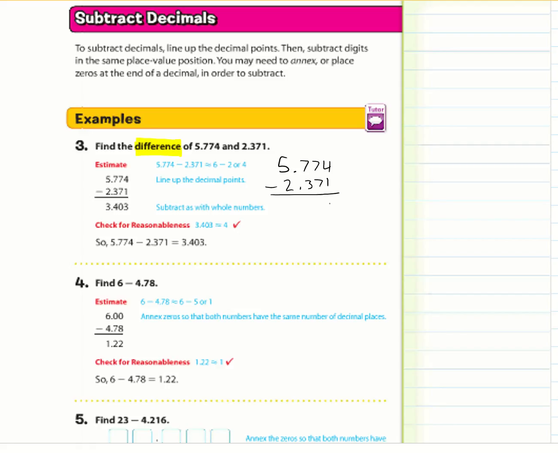So we have 4 minus 1 equals 3, 7 minus 7 equals 0, 7 minus 3 equals 4, and 5 minus 2 equals 3. Things I did: I made sure all my decimals lined up with each other and all of the place values lined up as well. So our final answer should be 3 and 403 thousandths.